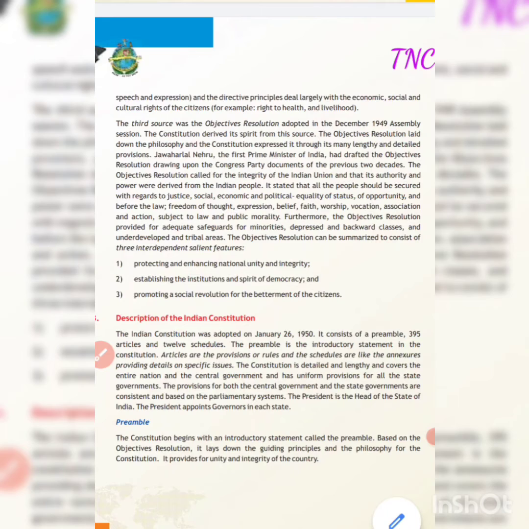Furthermore, the objectives resolution provided for adequate safeguards for minorities, depressed, backward classes, and underdeveloped and tribal areas. As I said, lower class people were not allowed to enter into the public places that were used by the upper classes. So this type of discrimination should be eliminated. That was also the thought of constitution makers and the government that came ahead.